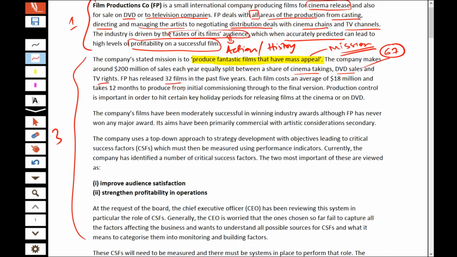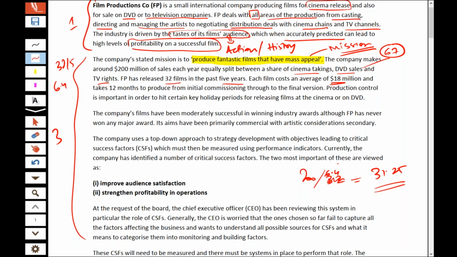FPI released 32 films in the past 5 years. If I talk about this 200 million divided by 32 films, that is over the past 5 years. So 32 divided by 5 gives you 6.4. So it's going to be 6.4 films a year. 200 million is the sales of each year. So hence 31.25 million is the sales that you are making from each film.